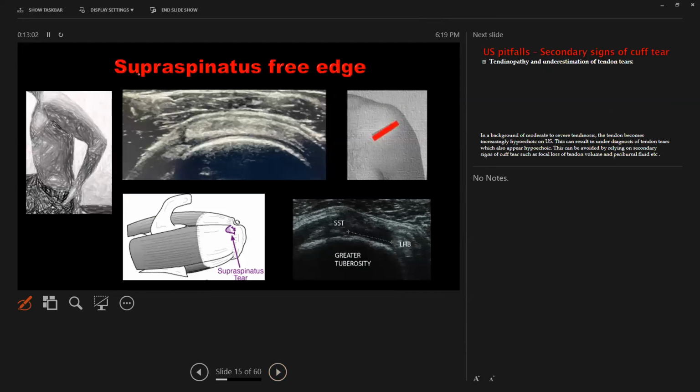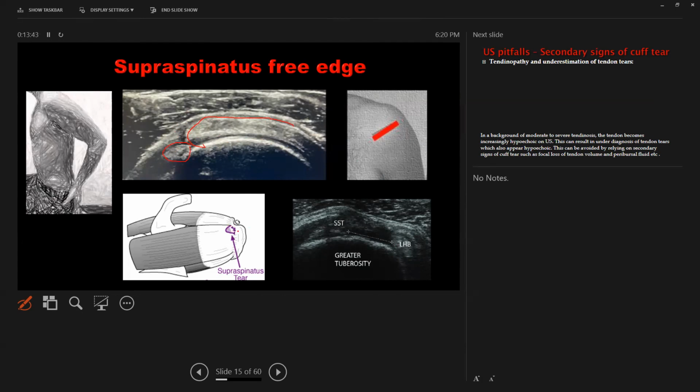Another tip or pitfall that happens with an inexperienced hand is not examining the free edge of the supraspinatus. If you see, this is the supraspinatus, this is the free edge of the supraspinatus, and this is the long head of biceps. Getting this kind of picture, where there is no gap between the long head of biceps and the free edge of the supraspinatus, is very important when looking for tears under ultrasound.